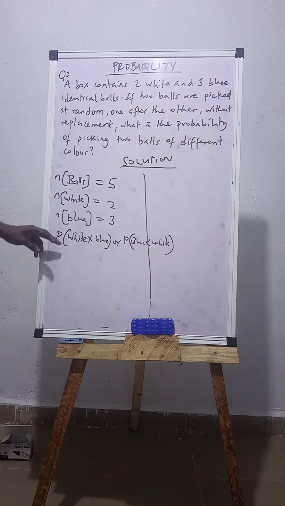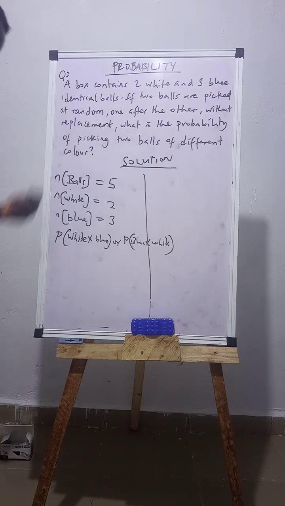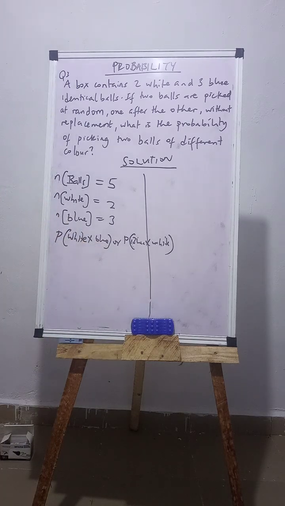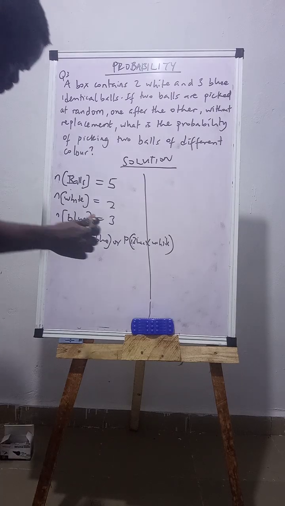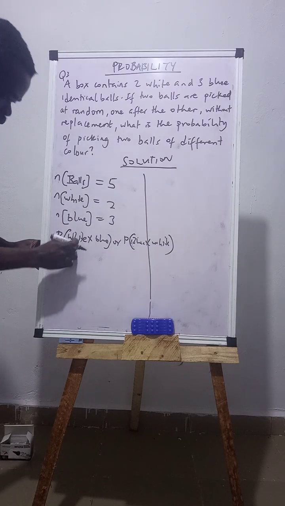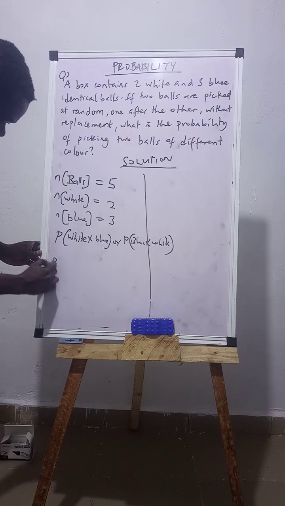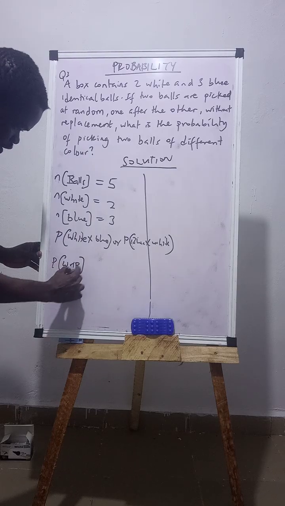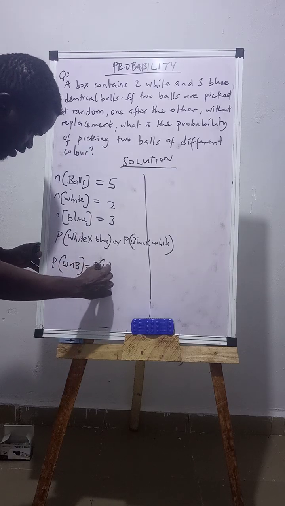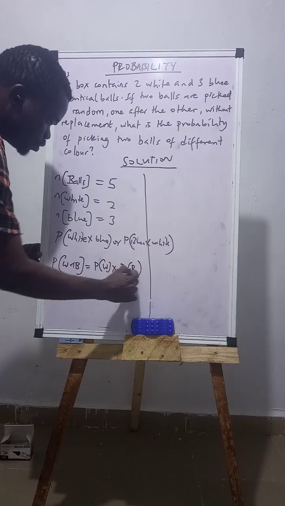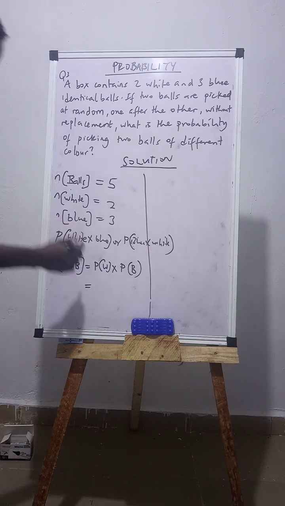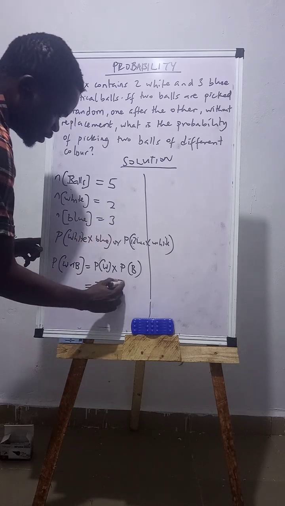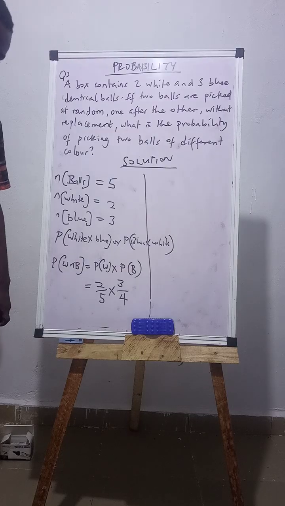Picking 2 balls of different colors means the first is white and the second will be blue. Or the first one is blue, the second one will be white, because there are only two colors, right? Are you getting it? Now, let's identify this. To pick white first and blue next, the probability is the probability of picking white times the probability of picking blue. Probability of picking white will be 2 over 5 multiplied by probability of picking blue, which will now be 3 over 4.